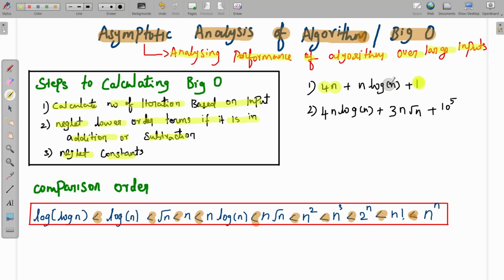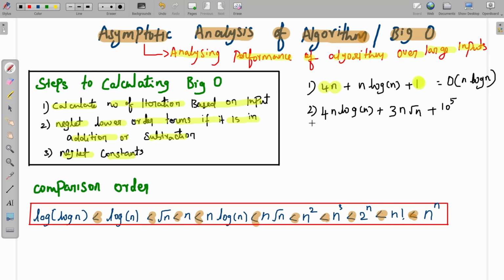What is the remaining thing? n log n. Here n is there and log n is there. We can ignore lower order terms only if they are in addition or subtraction. This n log n is a multiplication, so I can't ignore it. So in this case, my BigO notation is order of n log n. This is my answer.